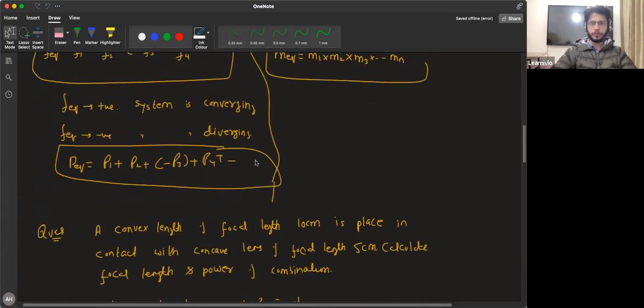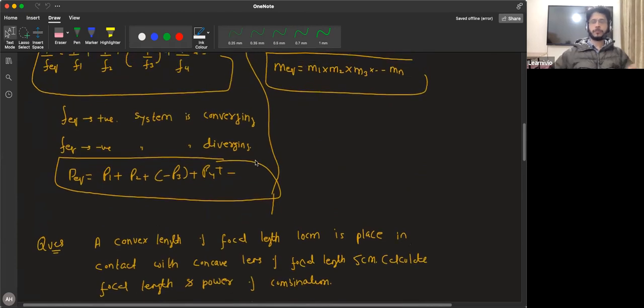Note down this question, please. Solve this numerical and write your answer in the chat room. When you take focal length, keep focal length with proper sign. For a convex lens, the sign of the focal length is positive. For a concave lens, the sign is negative. So solve this numerical and write your answer in the chat room.